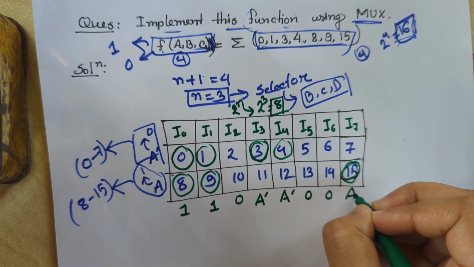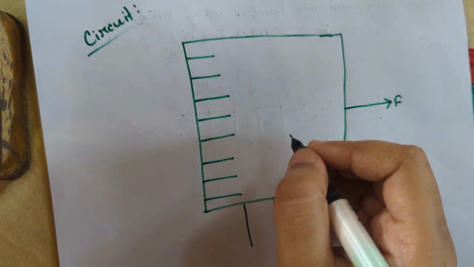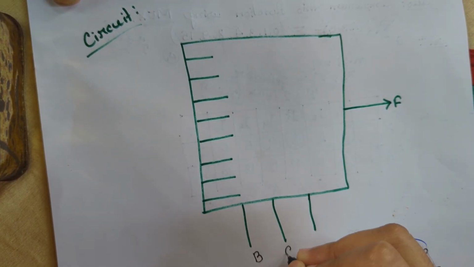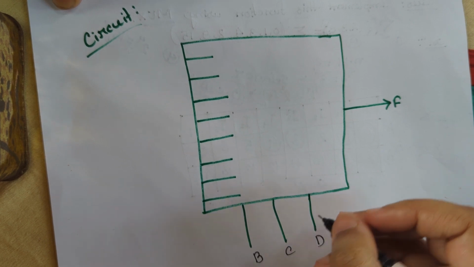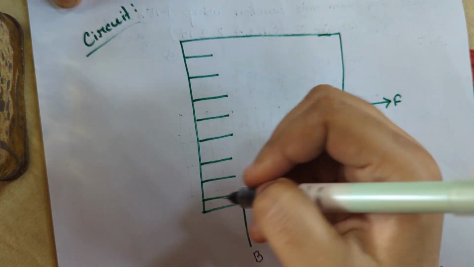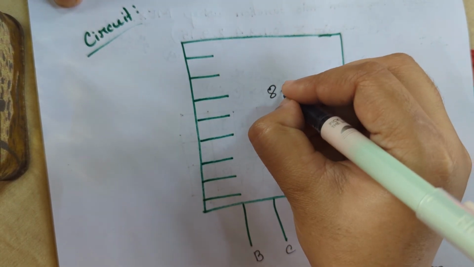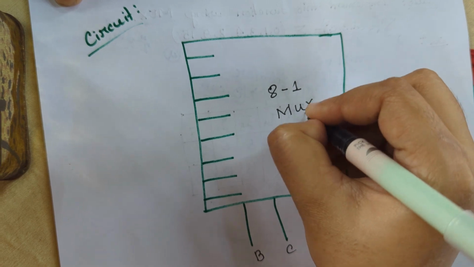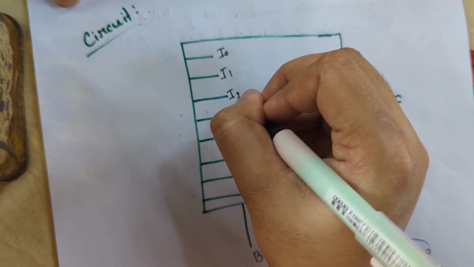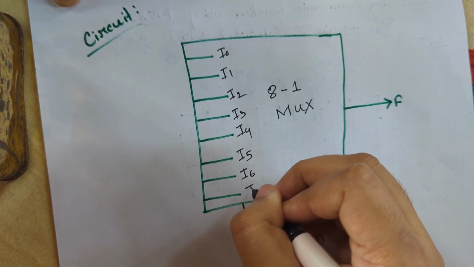So here our input combination is indicated as A. Let's draw the circuit. This is our mux circuit. Here the selectors will be B, C, and D. We get one output F, so the number of inputs will be 2 to the power N, which is 8. So this mux is an 8 to 1 mux, and the inputs will be I0, I1, I2, I3, I4, I5, I6, and I7.